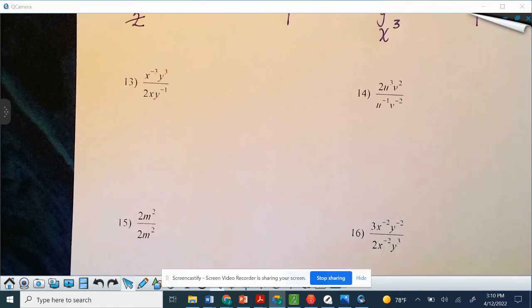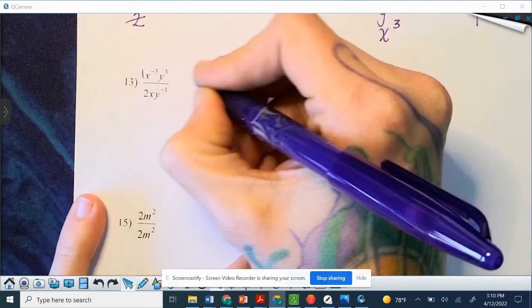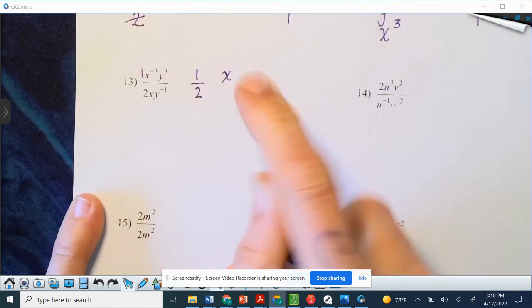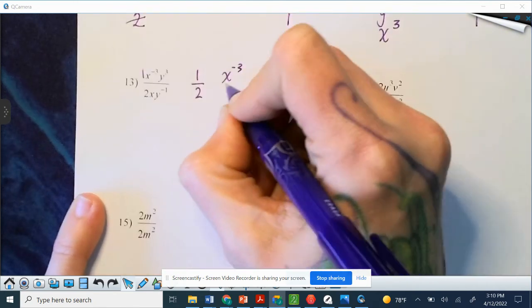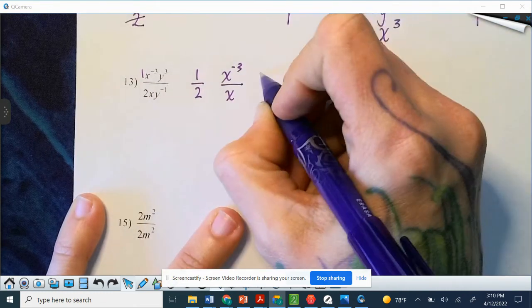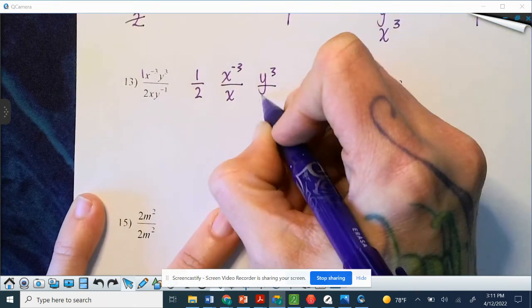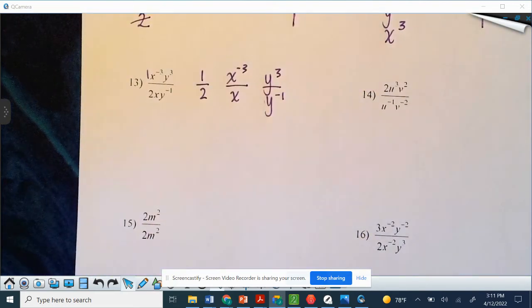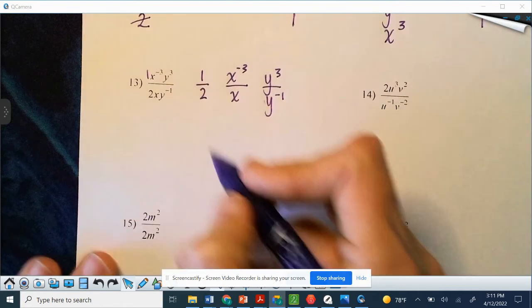So we see this is division. So we know we have a 1/2, because that's the first thing. Then the next variable I run into is an x, and that's x to the -3. And then on the bottom, there's an x. Check those off. Now we're going to y cubed, then y to the -1. And now we're just going to go each set and simplify, and then we'll clean up and put it together at the end. So we know we're going to have 1/2.